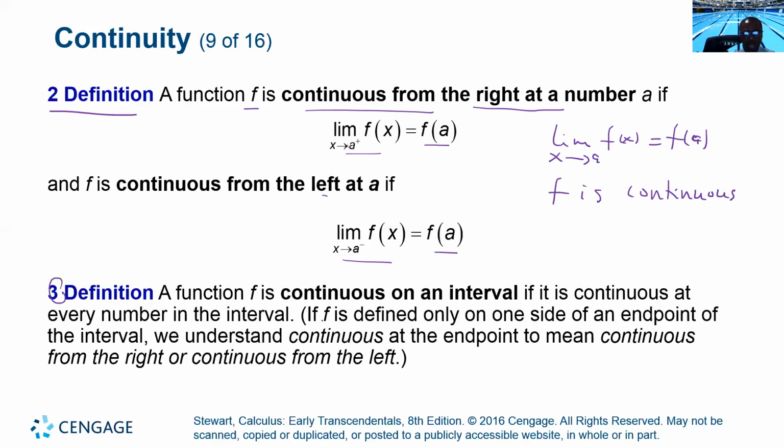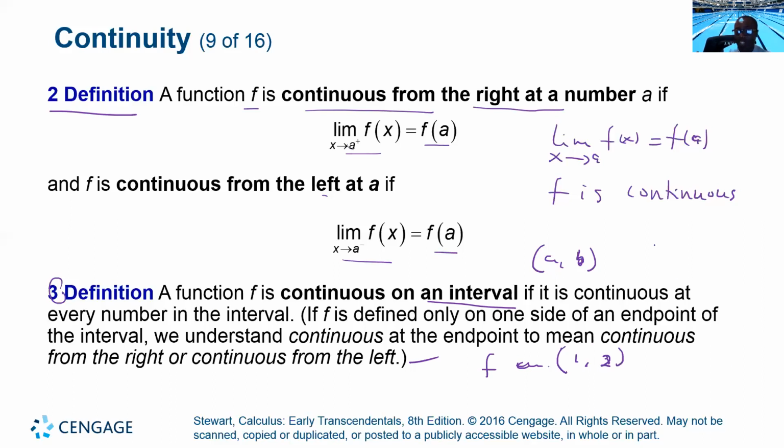The third one is in terms of an interval. If I give you the interval (a, b), and I say that f is continuous on this interval, then it means that if I pick any value within the interval, the function must be continuous at that point. So if I consider an interval like 1 and 2, and I say the function is continuous on this interval, then any value that I pick within 1 and 2, the function must be continuous at that value.